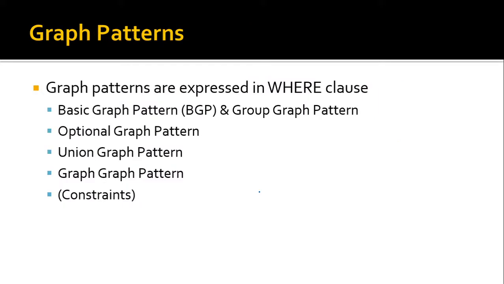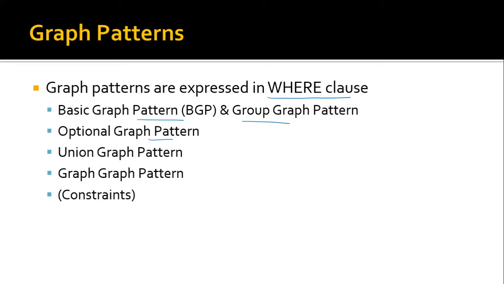So as far as the graph patterns are concerned, they are expressed inside the WHERE clause. Inside the WHERE clause, we represent these graph patterns, and as I have mentioned, these can be basic graph patterns. A basic graph pattern is basically a triple, right? And if you group them together, this will become a group graph pattern. And you have something called an optional graph pattern. I'll take each of them and try to illustrate with some example queries. And finally, you have the union graph pattern, graph pattern, and constraint. So you can have these things inside a WHERE clause, right?